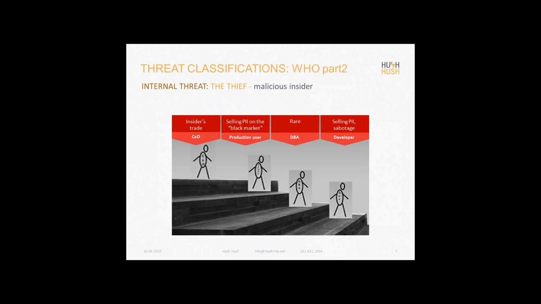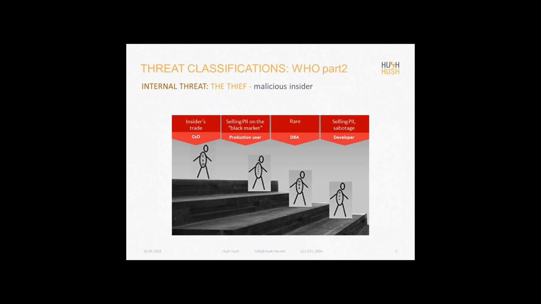About 36% of the breaches, according to the Ponemon study, come from inside. And they have to do with what we call malicious insiders. So the second type of threat is the malicious insider threat, the thief internal threat. And internal threat also comes in different flavors.